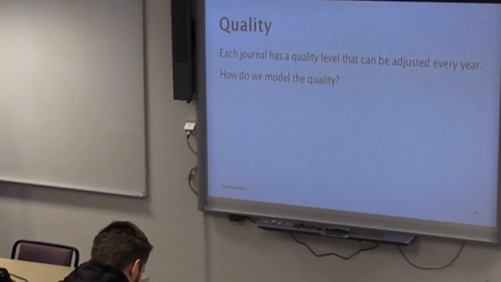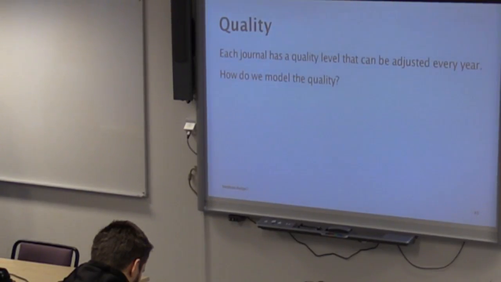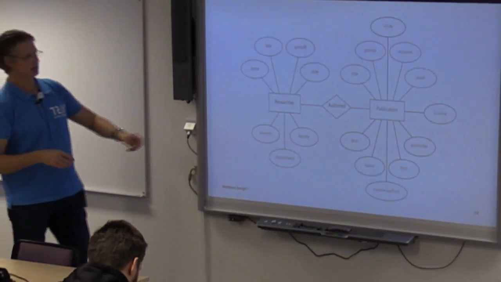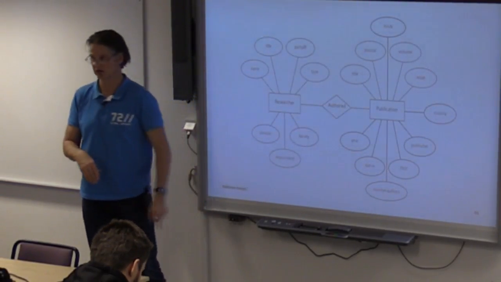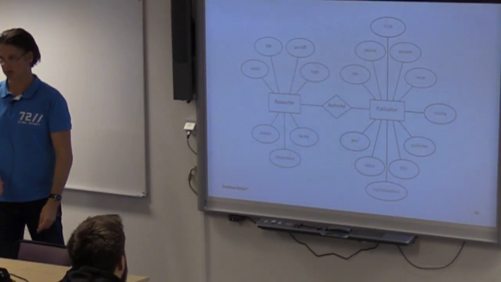So, okay. But what if we want to have that quality level adjusted every year? What if we want that level to be adjusted every year? Well, we could put it as an attribute to the publication, but that year that is over here is not the year where we add a new quality to it. That's the year when it was published.